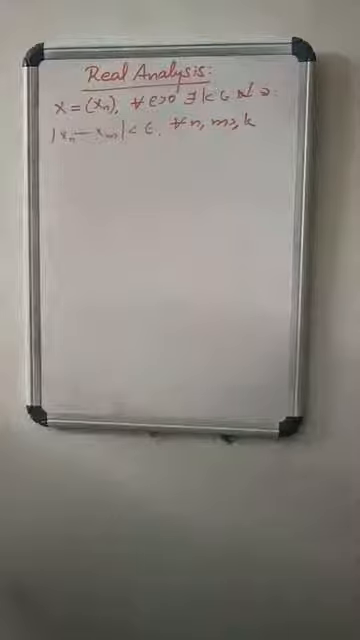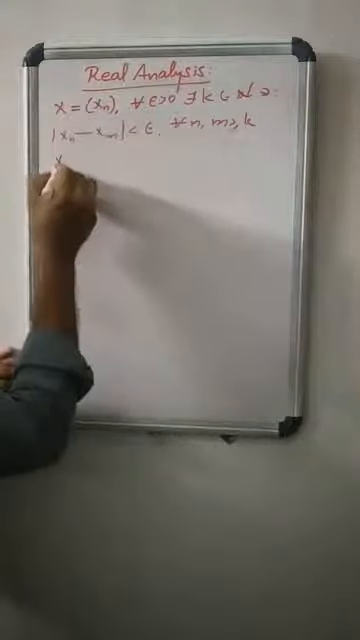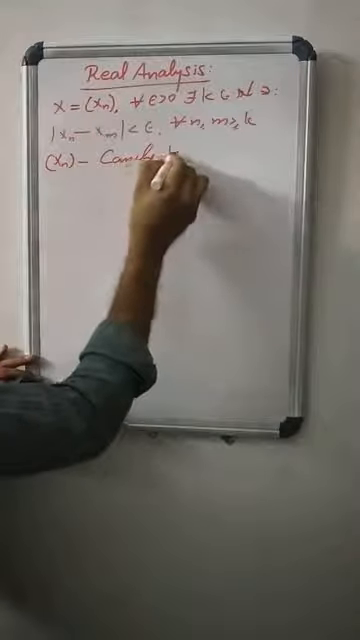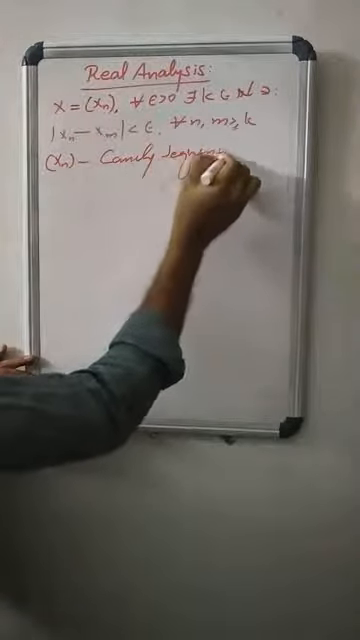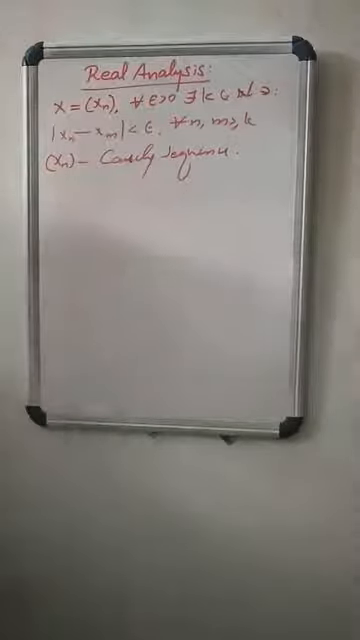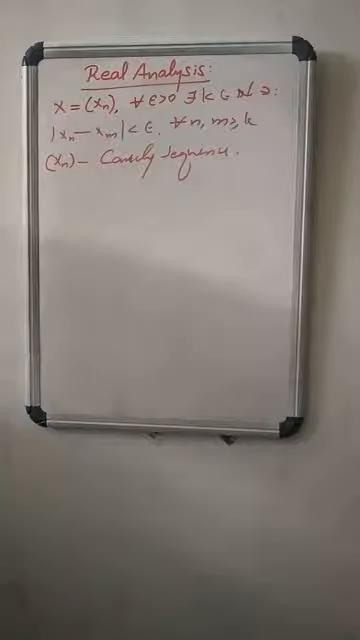So any sequence xn satisfying this condition is said to be a Cauchy sequence. That means modulus of xn minus xm is strictly less than epsilon for all n, m greater than or equal to some k, where k is a natural number. Then the sequence xn is said to be Cauchy.